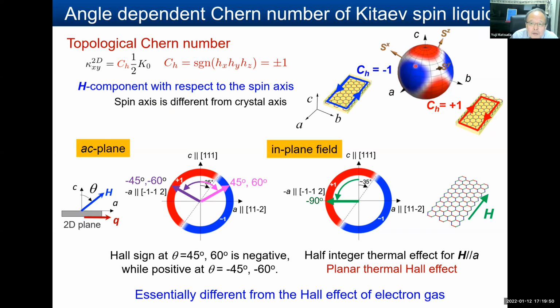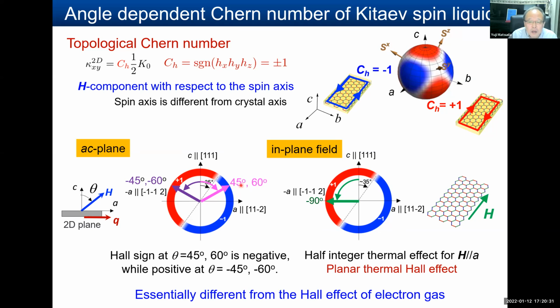Okay, in this figure, red shows the Chern number is plus one, and blue shows the Chern number is minus one. So the Chern number is angle dependent. Here is the Chern number for a magnetic field rotating within the AC plane. The Chern number is plus when the magnetic field is at minus 45 to minus 60 degrees, and the Chern number is minus if the magnetic field is applied at 45 to 60 degrees from the C-axis. So the sign change occurs.